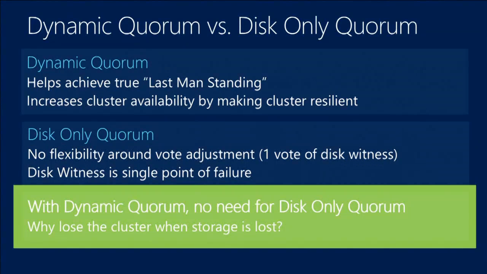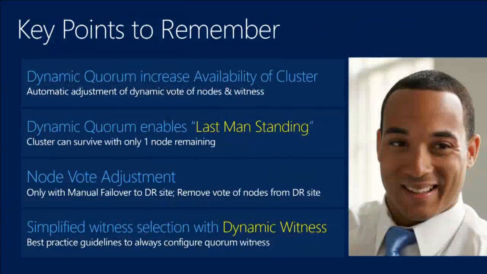I will just jump through this slide. For the failover cluster veterans who have been using it since 2003, disk-only quorum is strongly discouraged. Because with a disk-only quorum, you have only one vote in the cluster, which is the disk's vote, and all the nodes' votes were taken out. And so now the disk becomes a single point of failure. Versus with dynamic quorum, you have this dynamic majority that enables the cluster to really survive in many scenarios. So essentially with dynamic quorum, you don't need the disk-only quorum configuration.